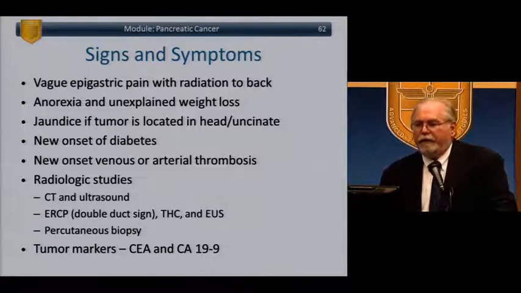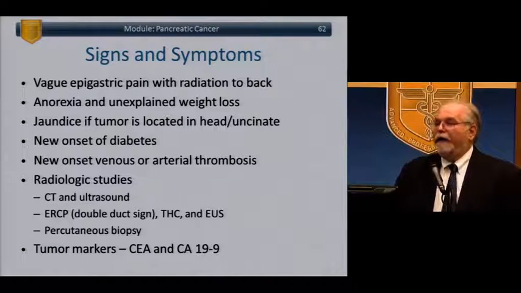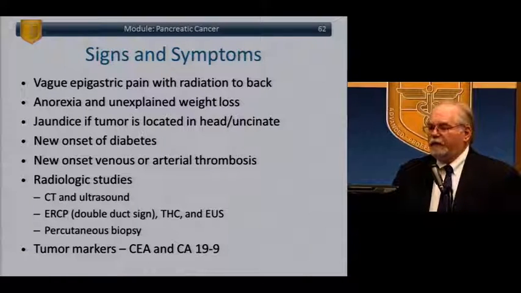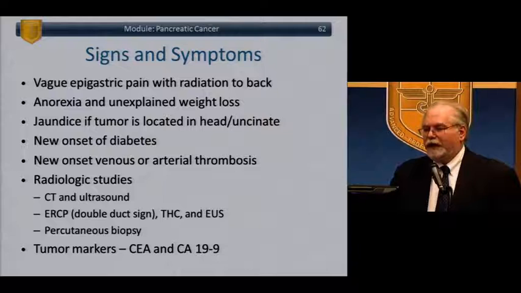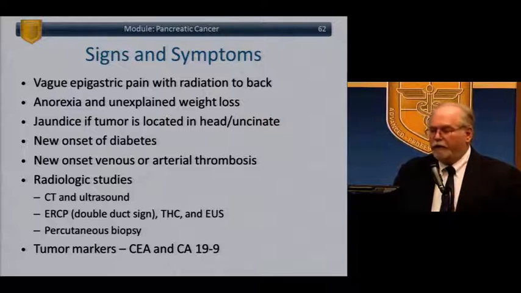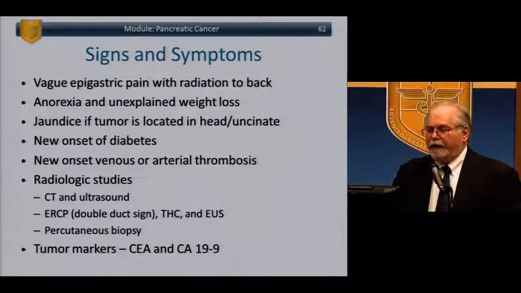Signs and symptoms: vague pain radiating to the back, anorexia and weight loss, jaundice if the tumor is in the head or the uncinate process, new onset of diabetes, new onset of venous or arterial thrombosis, or so-called Trousseau's sign. Generally, you'll do a CT or an ultrasound. An ERCP will show a double duct sign. Endoscopic ultrasound or transhepatic cholangiogram. Biopsy can be done. The tumor markers that are usually monitored are CEA and CA19-9.